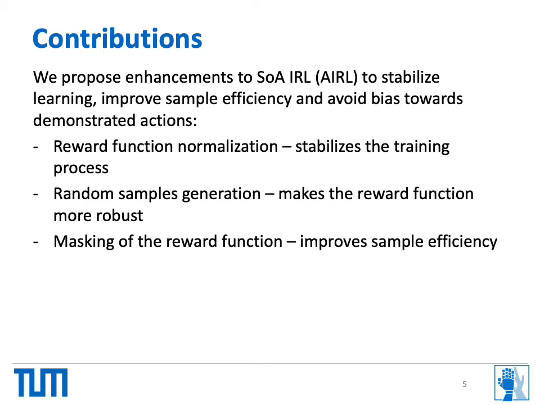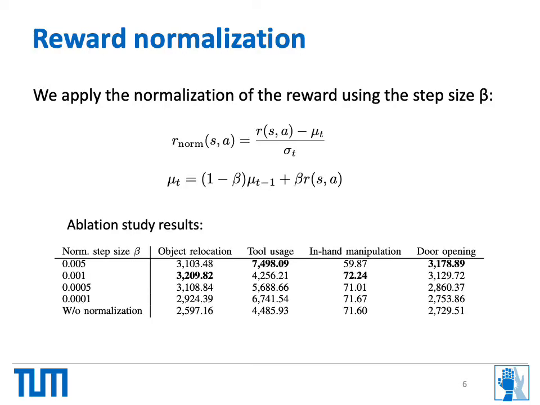We perform the normalization of the reward function to stabilize the learning process. We use the formula presented on the left to normalize the reward function, and here, as an example, we update the mean mu using the parameter beta, the step size. The ablation study shows that normalization was beneficial in the learning process, and values 0.001 and 0.005 performed best in the evaluated tasks.